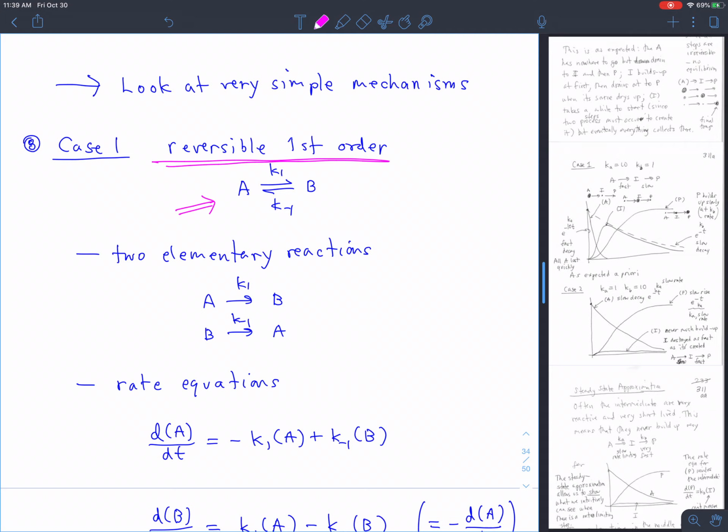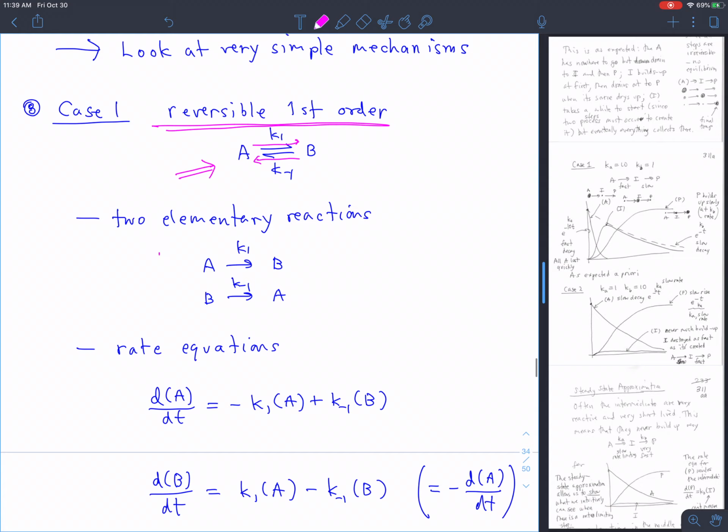But notice this is a reaction that's reversible, right? So A goes to B in the forward direction, and B goes back to A in the backward direction. That means that's 2 elementary steps. So a somewhat more proper or rigorous way to write the same mechanism is down here as 2 distinct elementary reactions. A goes to B with rate constant k1, and then B goes to A with rate constant k-1.